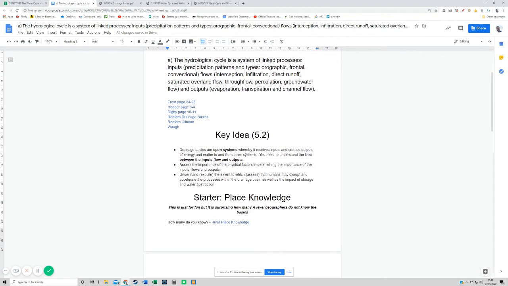Here you've got the key ideas for the whole of 5.2, which I'll not read to you, but it tells you exactly what they expect from 5.2, and it's all studying now the drainage basin rather than the global hydrological cycle. So you're going from a closed global system to an open drainage basin.